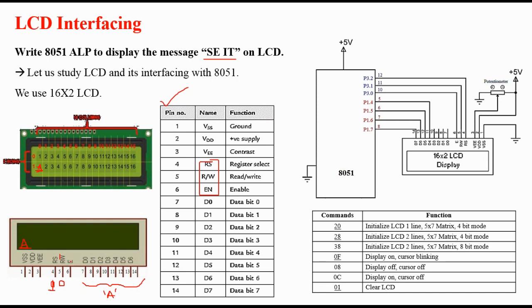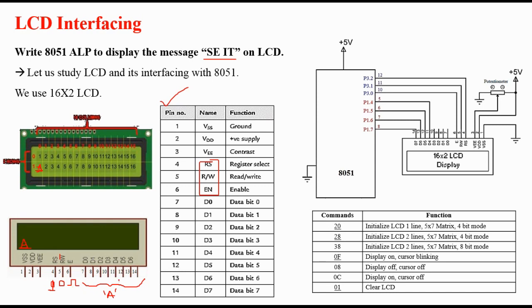Then there is one more bit, that is the E bit. The E bit is the enable bit. The enable bit is used for latching purposes. Latching means initially we send the command over the lines. When we send the command, we will have to toggle this pin. Toggle means sending this kind of pulse, making this pin go high to low, low to high.